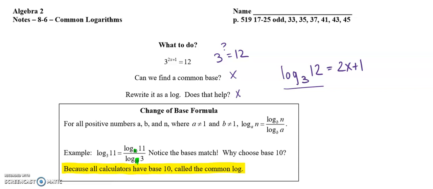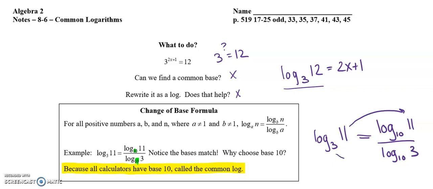You could also choose both base 2 or both base 12, that doesn't matter, but we're going to choose 10 because everybody's calculator has that. On newer models you can change the base, but not everyone can do that. If you have a newer calculator, your job's going to be even easier. Notice we had log base 3 of 11. We rewrite that as log base 10 of 11 over log base 10 of 3. The 11 stays on the top, and the subscript 3 goes in the bottom.